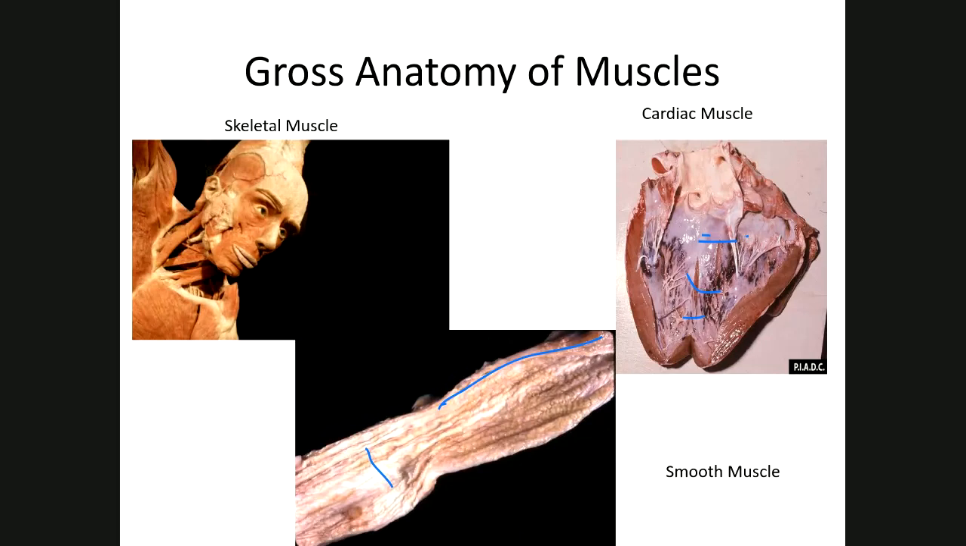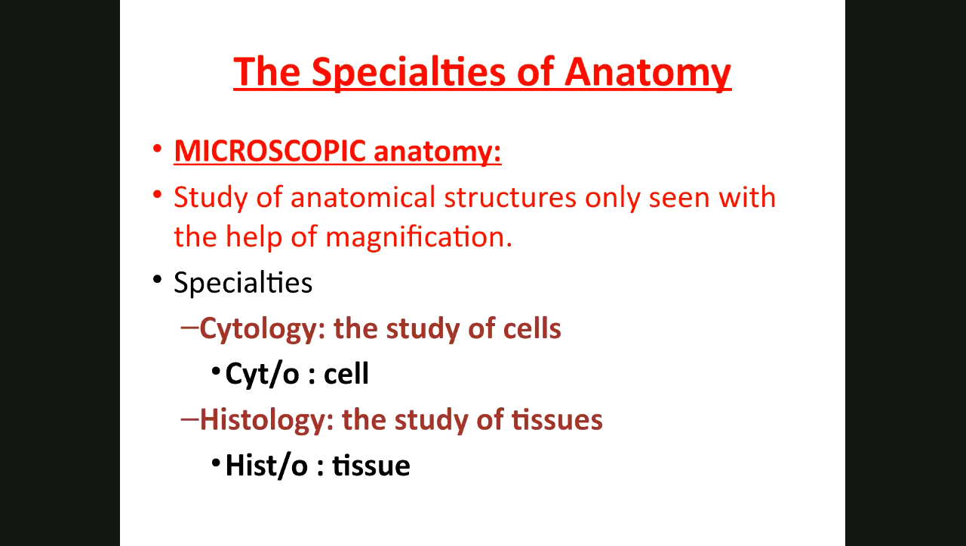The other specialty in anatomy is microscopic anatomy, which has two specialties: cytology, which is the study of cells, and histology, which is the study of tissues. Cyto, C-Y-T, is a root word that means cell. Histo is a root word that means tissue. So anytime you see the root C-Y-T in a medical term, that word has something to do with cells. So for example, osteocyte refers to cells of bone.